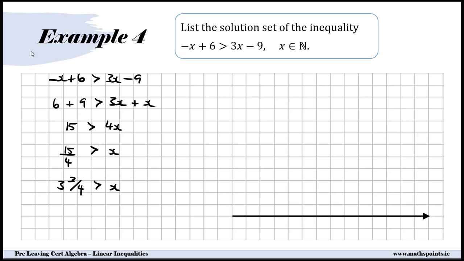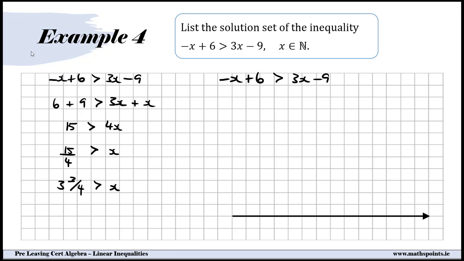Now let's have a look at if we had kept the x's on the left hand side, just to show that the approach works in either way. You'll get the same answer either time, but again, we just don't have to worry about changing the direction of the inequality if we divide by positive numbers. So doing the sum again, let's write it out. -x + 6 > 3x - 9.